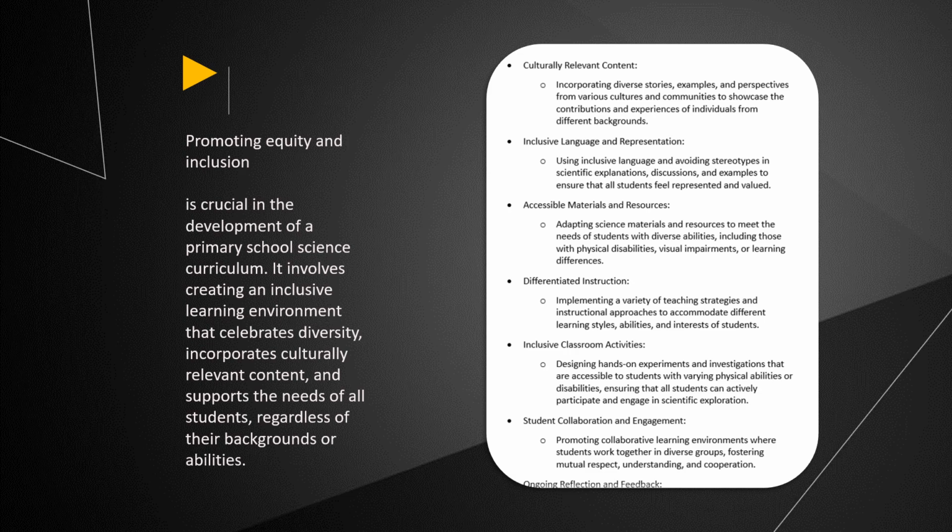Promoting equity and inclusion is crucial in the development of a primary school science curriculum. It involves creating an inclusive learning environment that celebrates diversity, incorporates culturally relevant content, and supports the needs of all students, regardless of their backgrounds or abilities. Here are examples of how primary school science teachers can promote equity and inclusion in their curriculum.